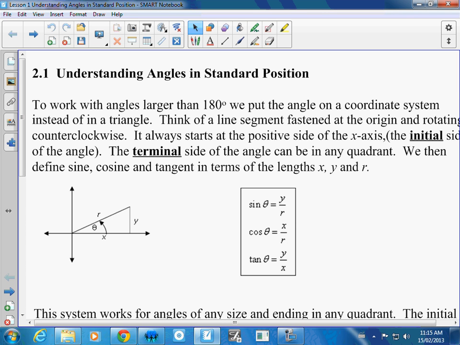Okay, now think about this for a minute. Sine, so, S-O-H. Sine is what? Something over something. Opposite over hypotenuse. Now look, what's the opposite? Y. What's the hypotenuse? R. Cosine: adjacent over hypotenuse. Adjacent is X, hypotenuse is R. Tangent: opposite over adjacent, Y over X. Does that make sense?